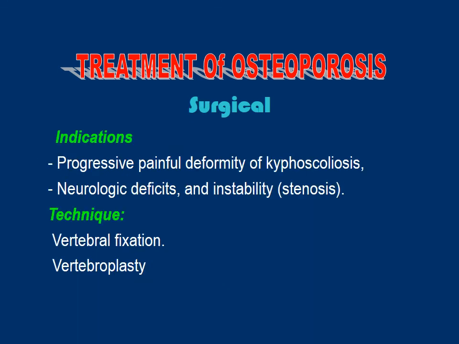Finally, and the last, we have the surgical treatment for the severe cases of osteoporosis, indicated in cases of progressive painful deformity of kyphoscoliosis, or if there is a neurological deficit due to compression of the nerve roots, or if there is instability of the spine. We can do vertebral fixation, fixing more than one vertebra together to prevent movement, or vertebroplasty. That's all, and thank you.